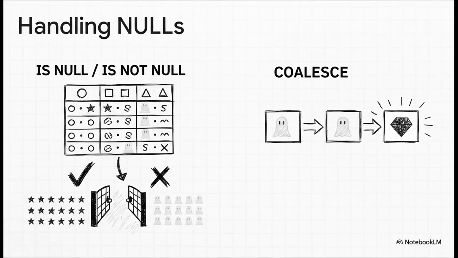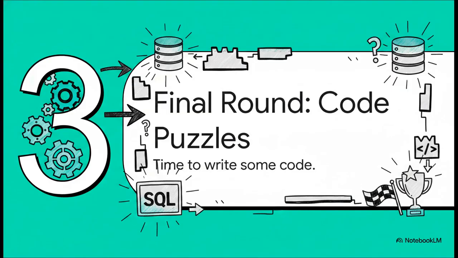First, you can just filter them out completely. You just add IS NULL or IS NOT NULL to your WHERE clause. Easy. Or if you need to replace the null with something else, like a 0 or NA, the COALESCE function is your best friend. It just goes down a list you give it and picks the very first thing that isn't null. Super handy.